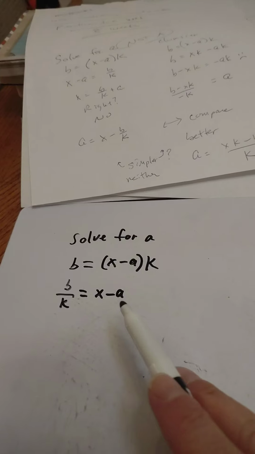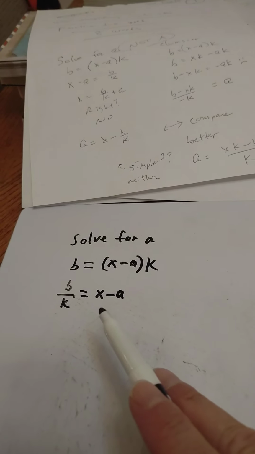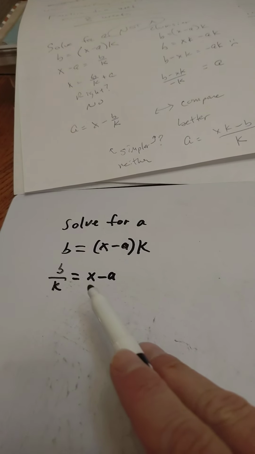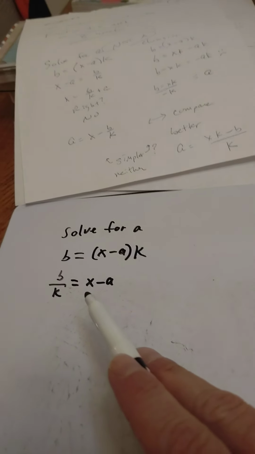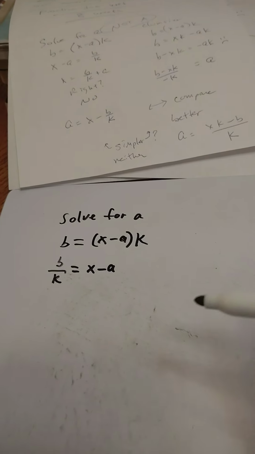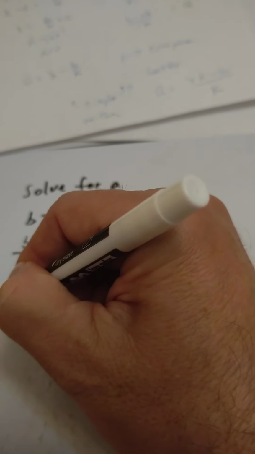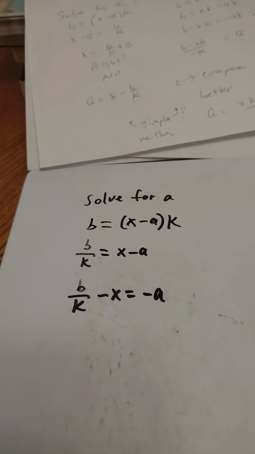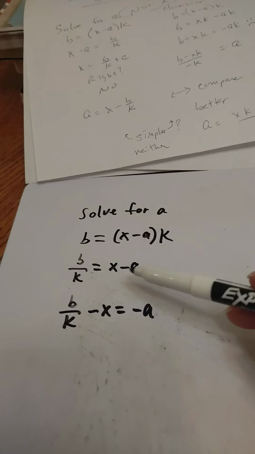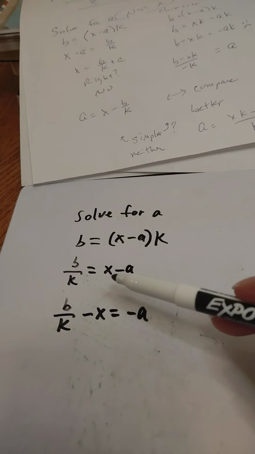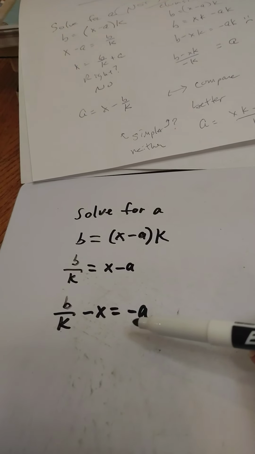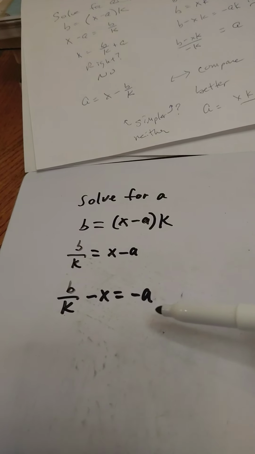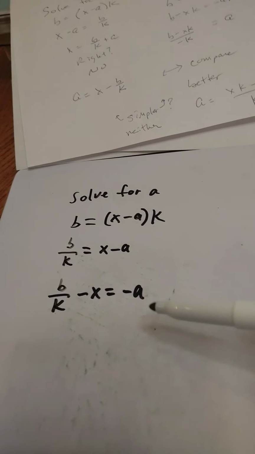Okay, next, I want to get a by itself. How about subtract x from both sides? You can almost look at this as x plus a negative a. So do the opposite. When we subtract x from both sides, b over k minus x equals negative a. Don't ignore that minus sign there. All I did was subtract x from both sides, so that's got to be a negative a on the right-hand side. I want to solve for positive a, not negative a.